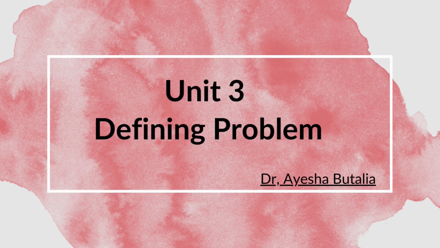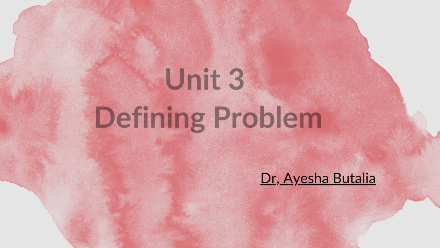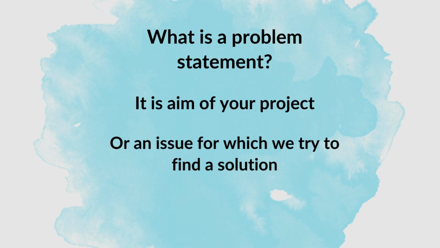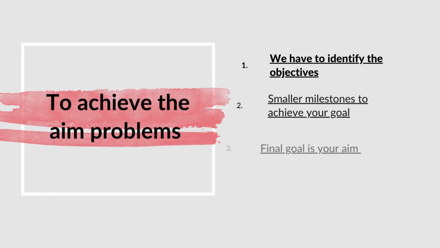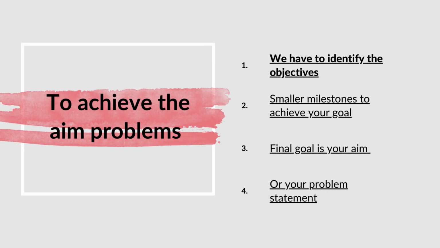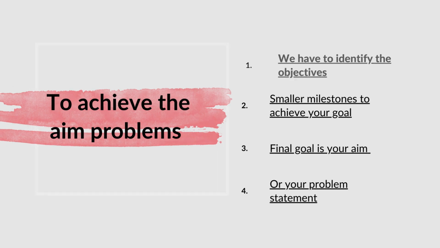Defining the problem, which is the last topic of Unit 3. The problem statement is nothing but the aim of your project, or the issue for which you are trying to find a solution. To achieve the aim, we need to identify the objectives. Those objectives are smaller milestones to be achieved to reach your final goal. Your final goal is your aim or your problem statement.